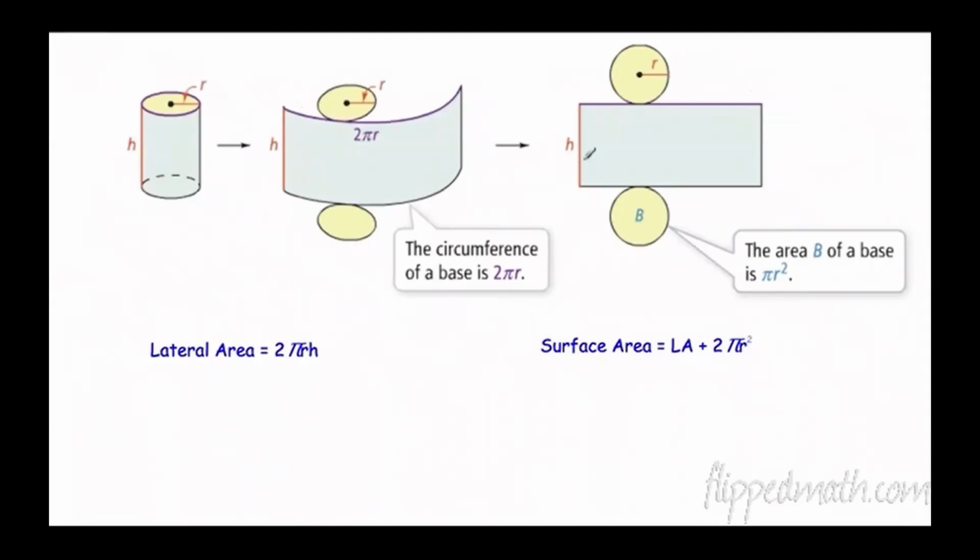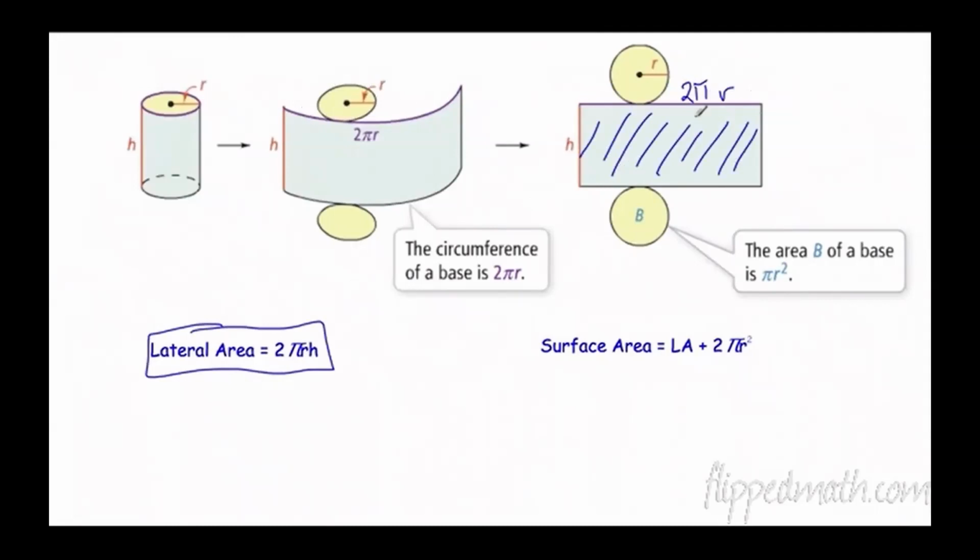Okay, if you want to find lateral area right here, it's just going to be 2 pi r times h. And that sounds like a formula, and it is. 2 pi r times h. That is our lateral area. All this right here, our lateral area, 2 pi r times h. And that's because we rolled that out.